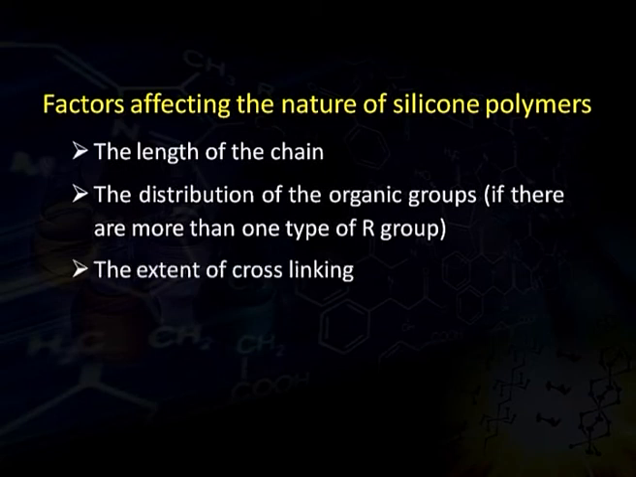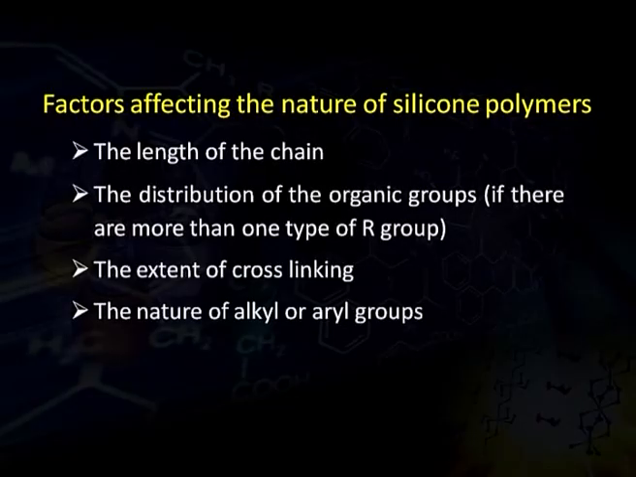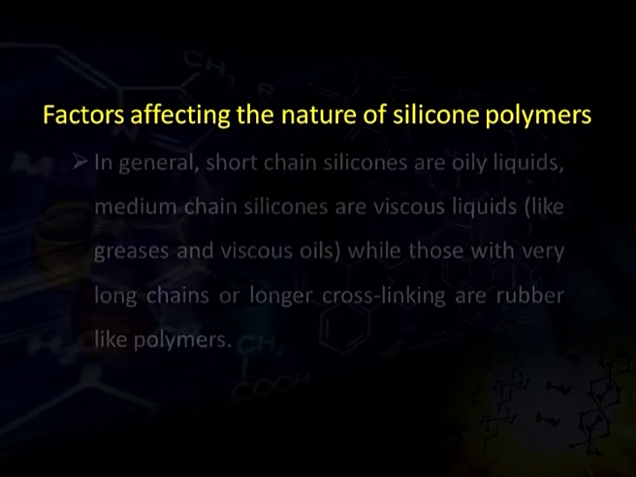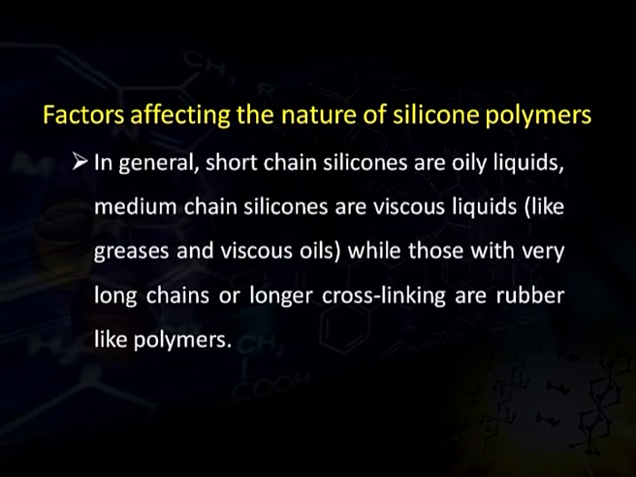The extent of cross linking, how much is the cross linking, whether a linear polymer is there or a cross linked polymer is there, and in a cross linked polymer what is the extent of cross linking, whether the cross linking is less or more. It also affects the silicon polymer. The nature of the aryl or alkyl group, as I have already discussed, whether it is a short group or a large group. The type and proportion of the structural units. In general, short chain silicons are oily liquids, medium chain silicons are viscous liquids like greases and viscous oils, while those with very long chains or long cross linking are rubber like, that is a bit hard polymers.